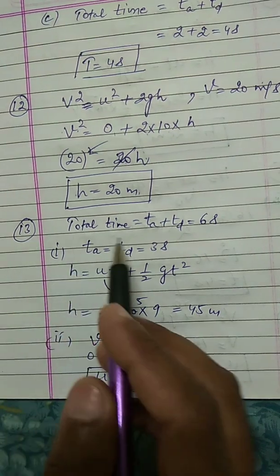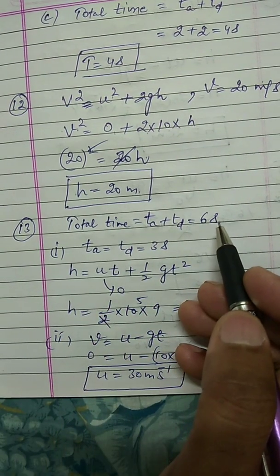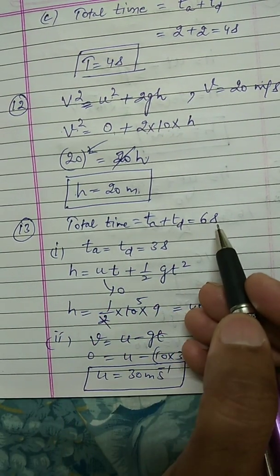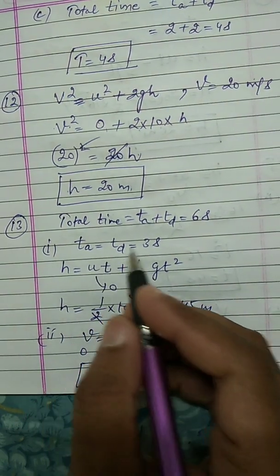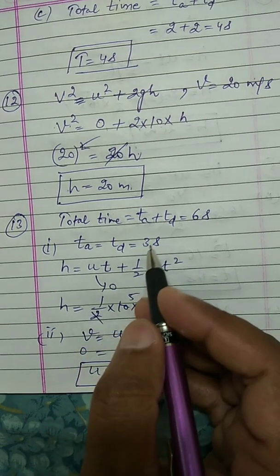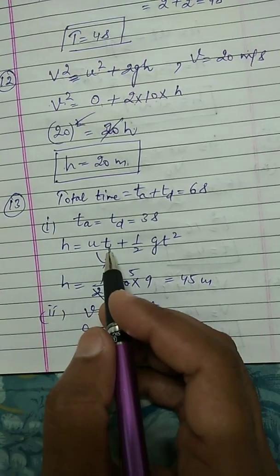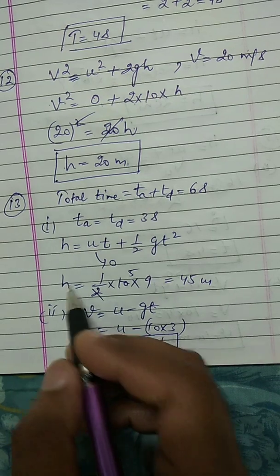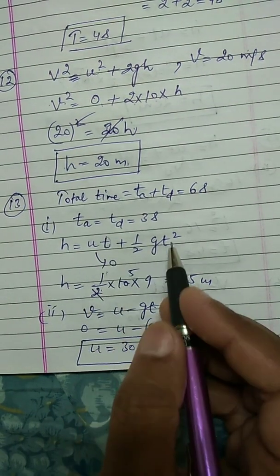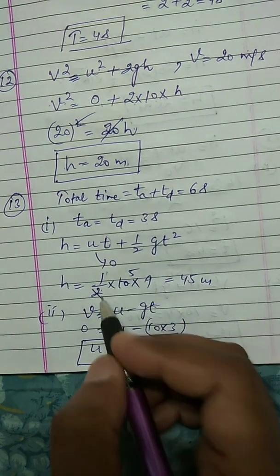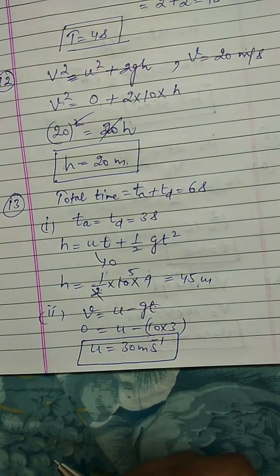In 13th numerical, total time is given, that is time of ascent plus time of descent, that is 6 seconds. So time of ascent and time of descent will be 3 seconds, so 3 seconds each. H is equal to UT plus half GT square. How to find H? This will become 0. Half into gravity is 10, 3 square is 9, so by solving you'll get 45 meter.